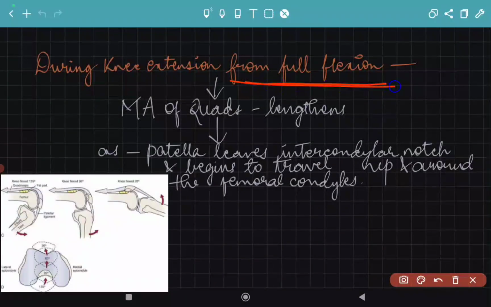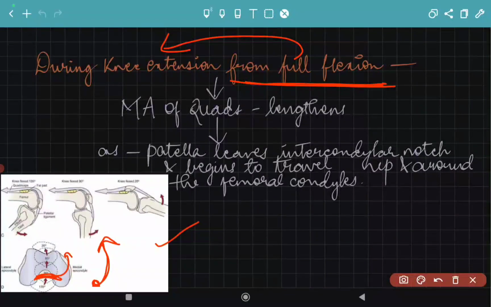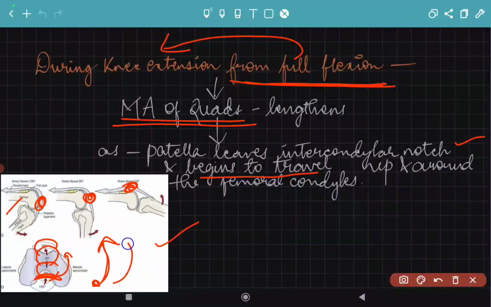Again now from full knee flexion, when the extension of the knee begins, at that time again this patella will slide from below to above. In this diagram we can appreciate the patella over here in the intercondylar notch, and during knee extension it will start moving up and across the femoral condyles. So now it will be here, then here, and finally over here. In knee flexion it is over here, then it is moving up. So this way it is again increasing or lengthening the movement arm of the quadriceps muscle. Why? Because it is leaving the intercondylar notch in which it was fixed in full knee flexion. So it leaves that intercondylar notch and begins to travel up and around the femoral condyles.